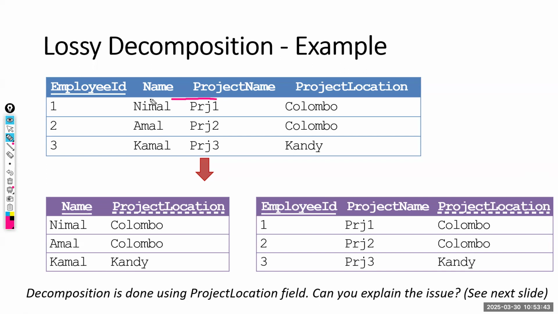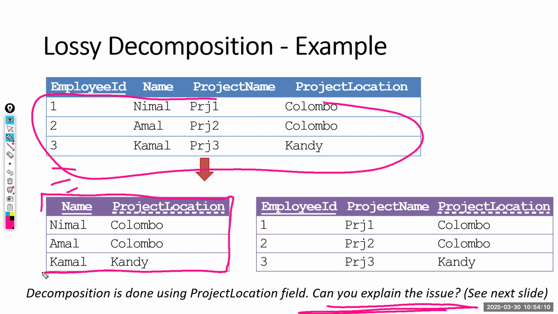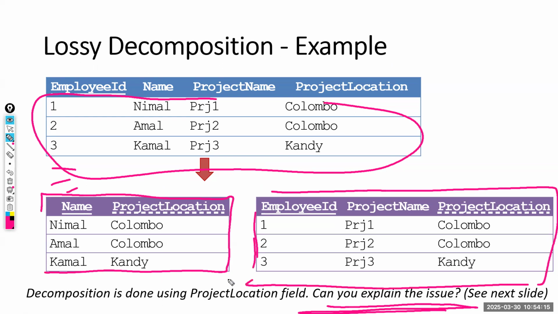Now, this is the original data. There are three employees: Nimal, Amal, and Kamal. Nimal works for project 1, Amal works for project 2, Kamal works for project 3. Project 1 is in Colombo, project 2 is in Colombo, project 3 is in Canada. There can be some other records. Now, what is wrong with this decomposition? Can you explain the issue with this kind of two-table structure? By looking at the data, you should be able to explain the issue.